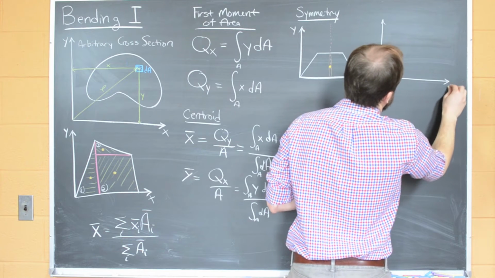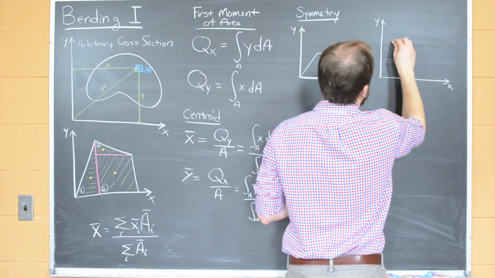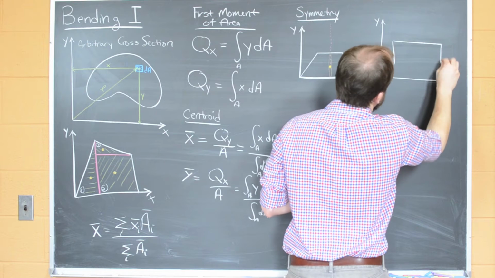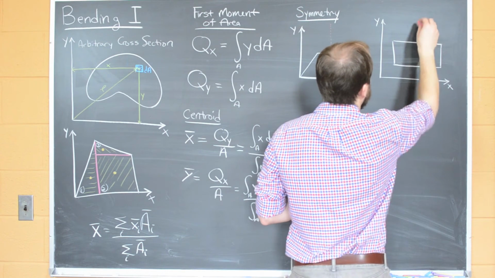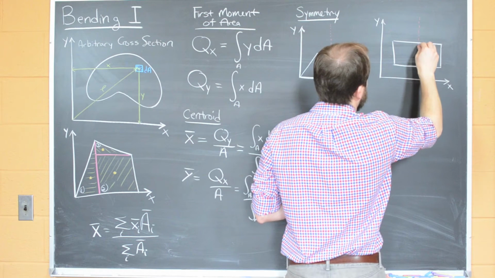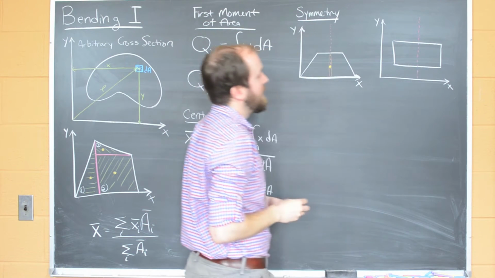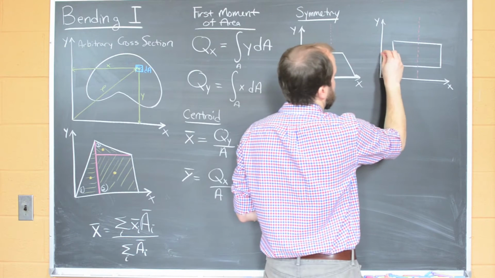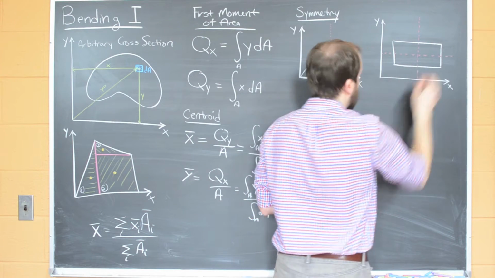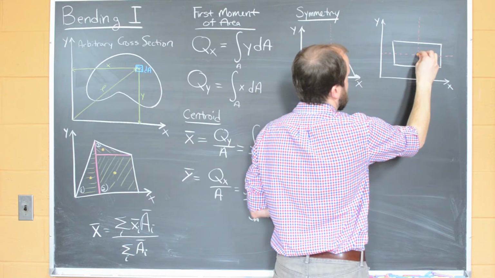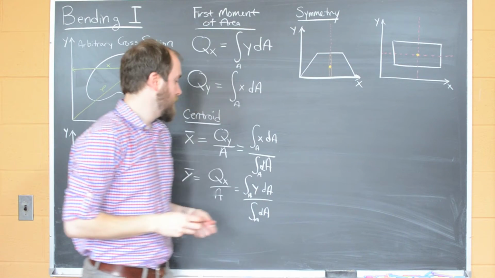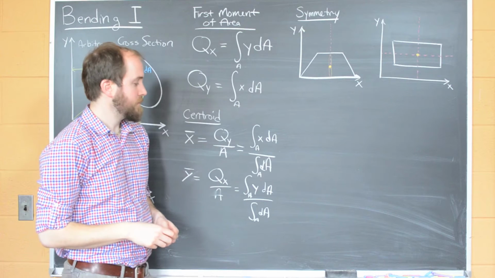if instead of one axis of symmetry, we have two. So in this case, this object is symmetric about its center down the y-axis, and it's symmetric about its center along the x-axis. And so we know, just by looking at this symmetric structure, that the centroid has to lie where that orange dot is.